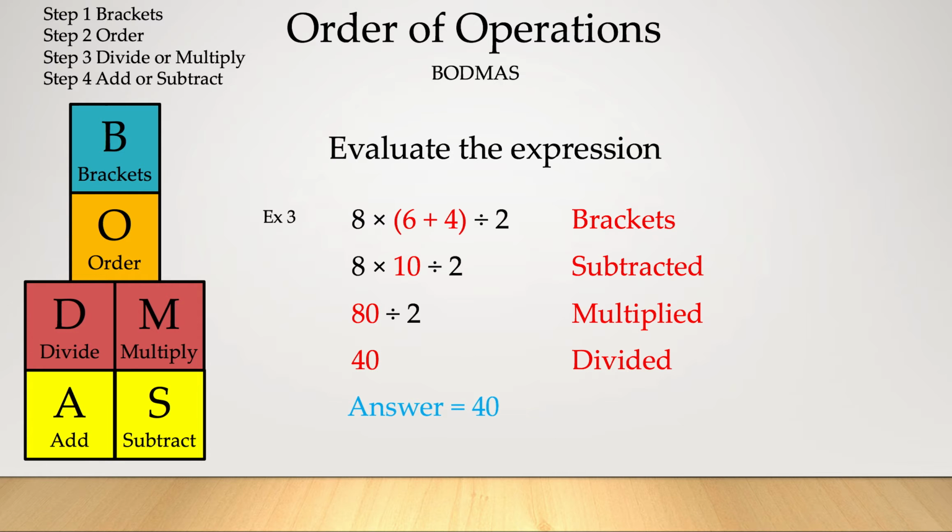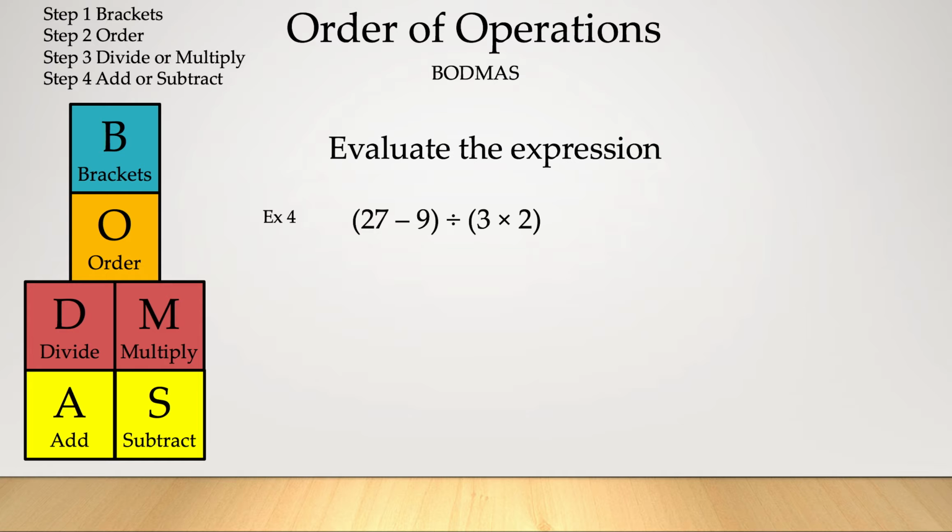Let's take a look at example 4. So we have the brackets of 27 minus 9 divided the brackets of 3 times 2. So we have 2 brackets in this case. Which one do we do first? Well, as we do in English, we read from left to right. So we need to do the one on the left first.